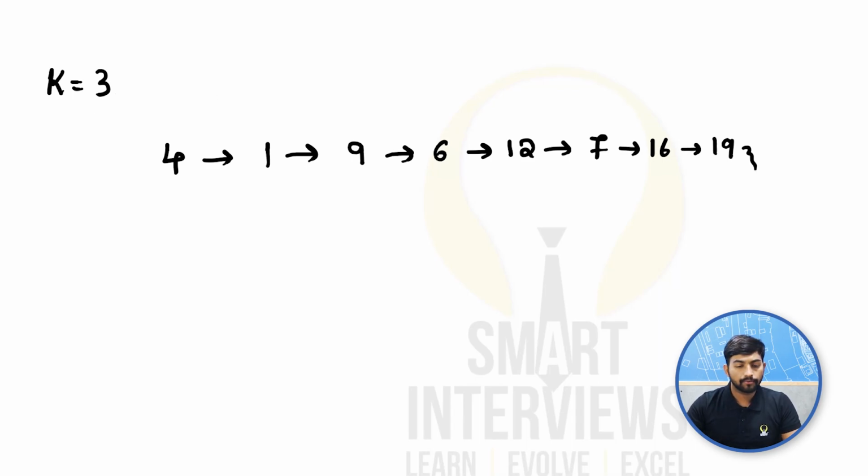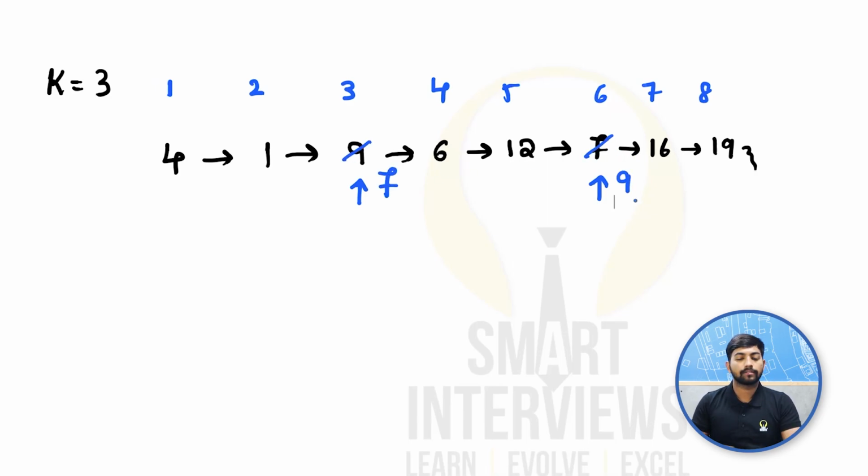Now what we have to do is swap the kth node from the beginning and the kth node from the end. That is, we don't even need to swap the nodes, we just need to swap the values of the nodes. For example, if I number this 1, 2, now the third node from the beginning is 9, and the third node from the end is 7. We just need to swap these values. So now after swapping, the linked list is going to look like this.